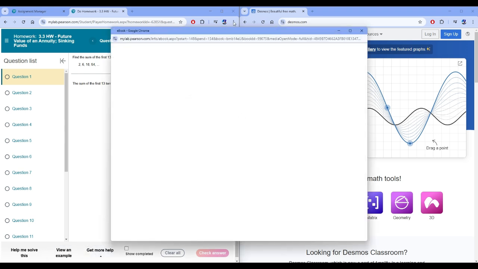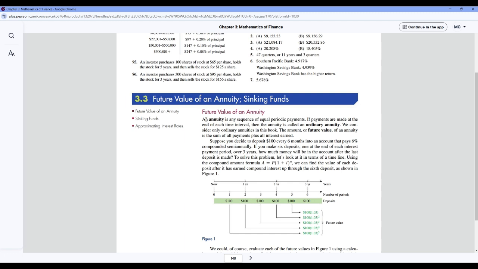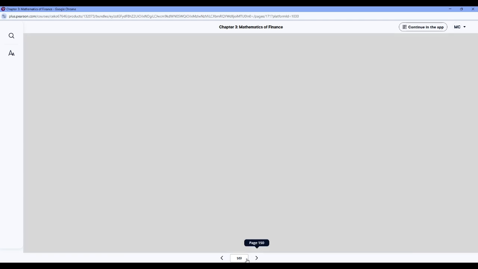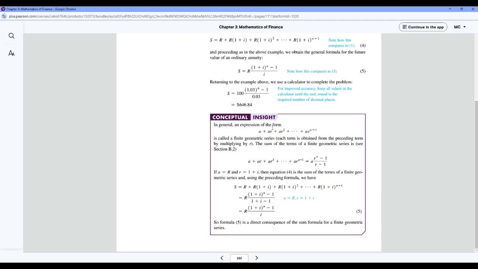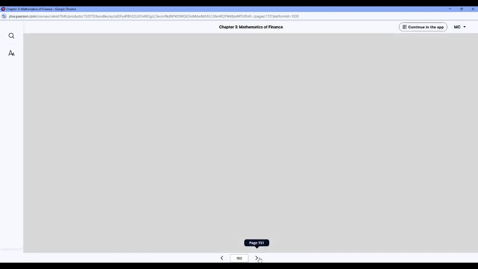Get more help, go to the textbook. Alright, so an annuity is a sequence of equal periodic payments. If payments are made at the end of each time interval, then the annuity is called an ordinary annuity. We consider only ordinary annuities in this book. The amount or future value of an annuity is the sum of all the payments plus the interest earned. So, awesome. Looks like we're going to have a sequence, and then it's probably going to come up with a formula, conceptual insight. Feel free to read that.